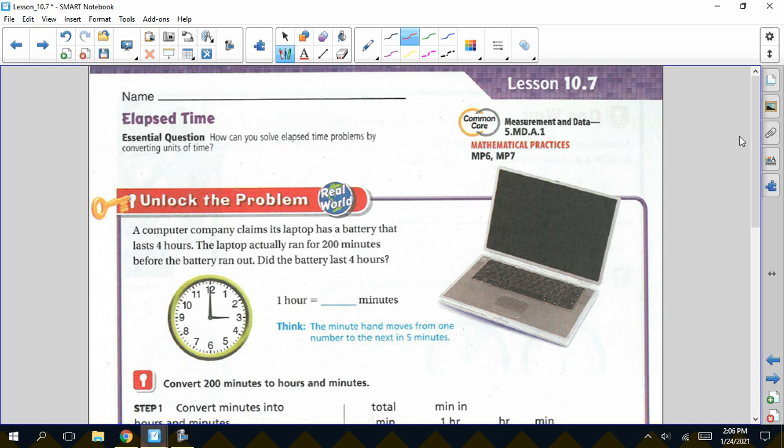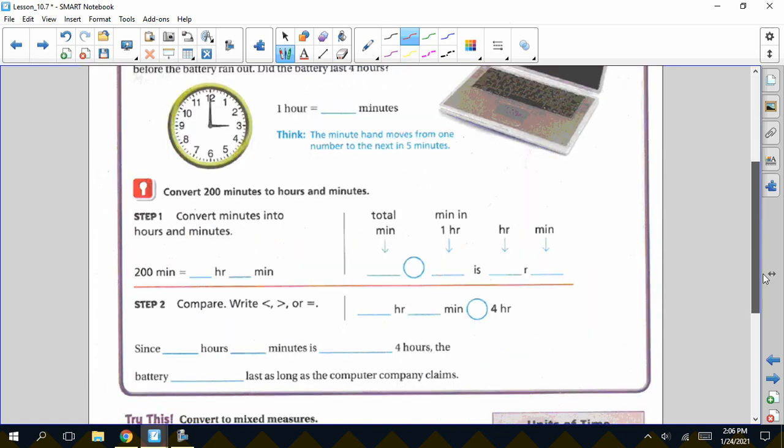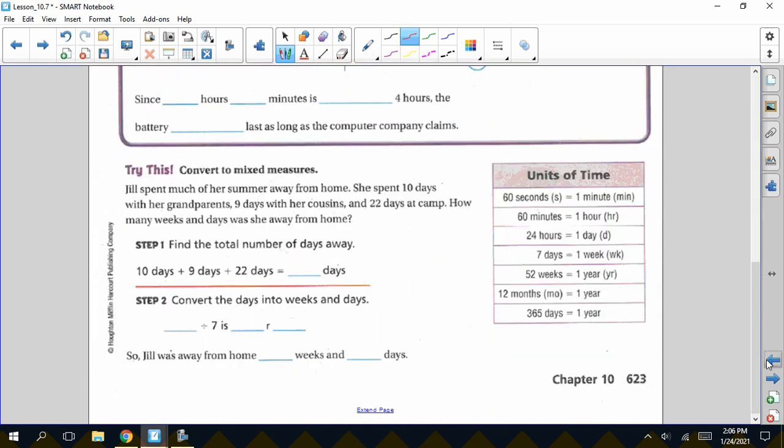Today's lesson has the conversions at the bottom of the page here on page 623. You can find the number of seconds in a minute, minutes in an hour, hours in a day, days in a week, weeks in a year, months in a year, and also days in a year. So you can always refer back to this page to help you with your conversions. Most of these should not be new. You've learned them in maybe lower grades, so you can always refer back to this if you forget.